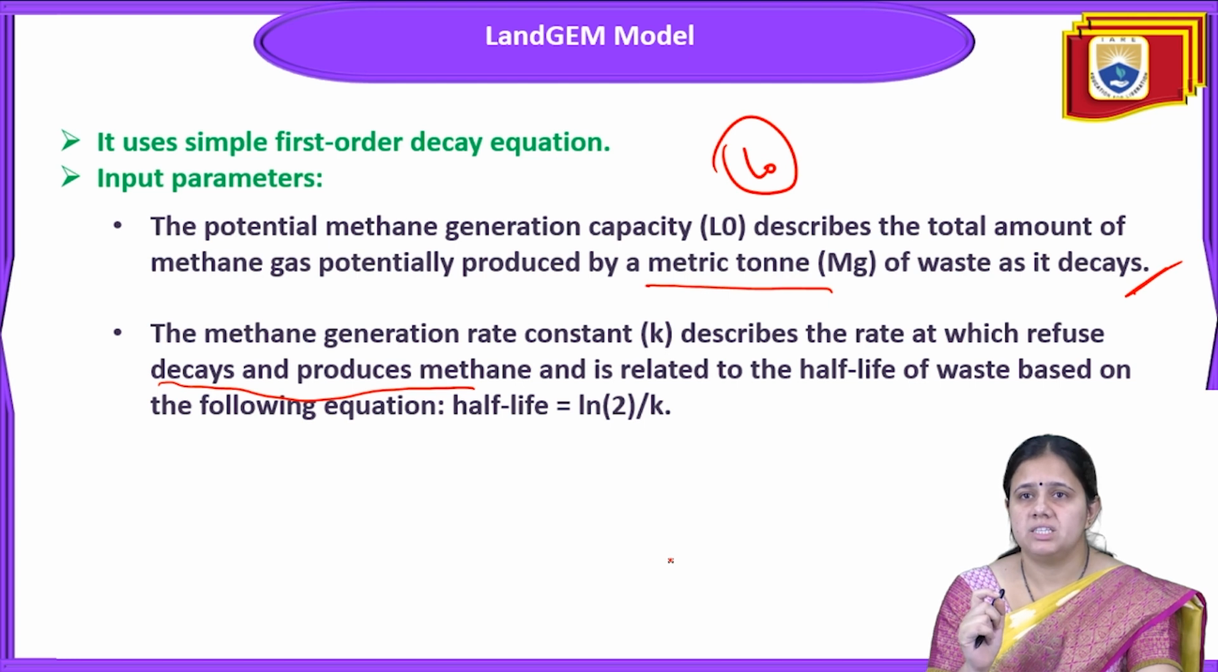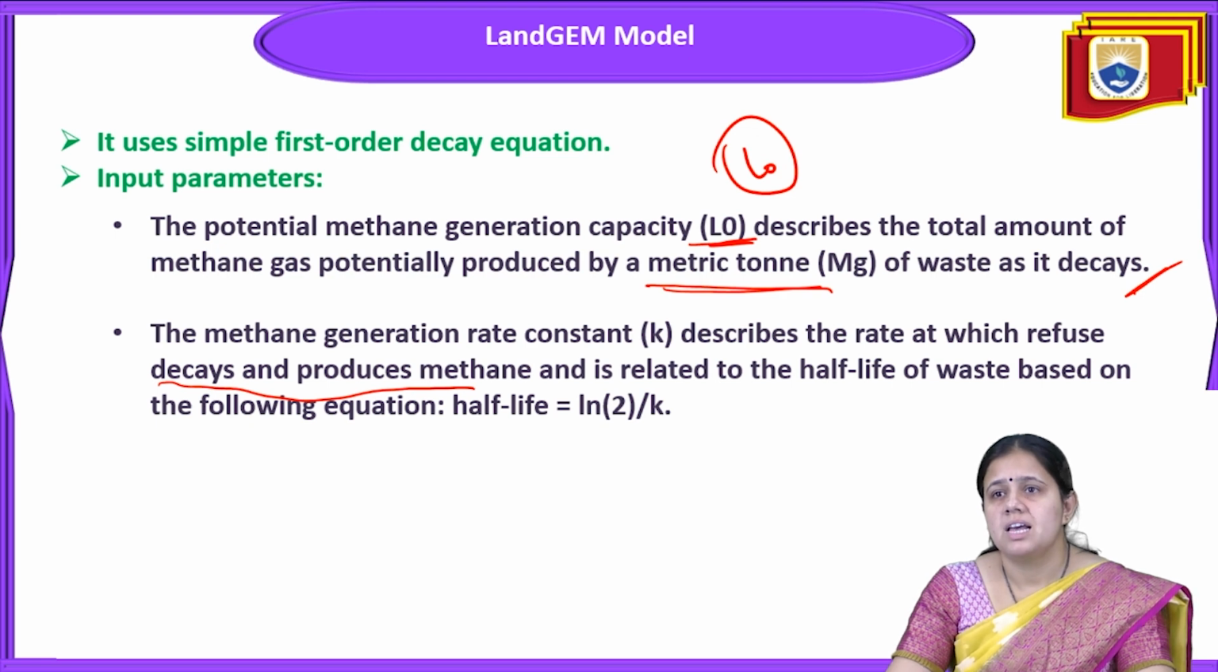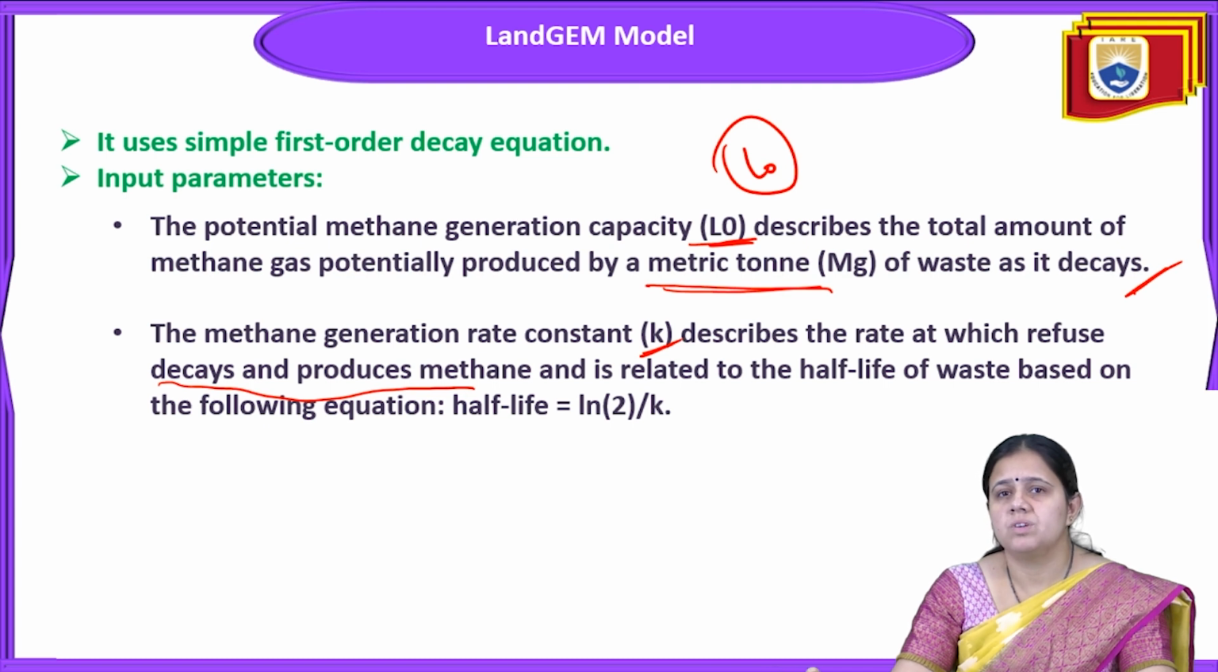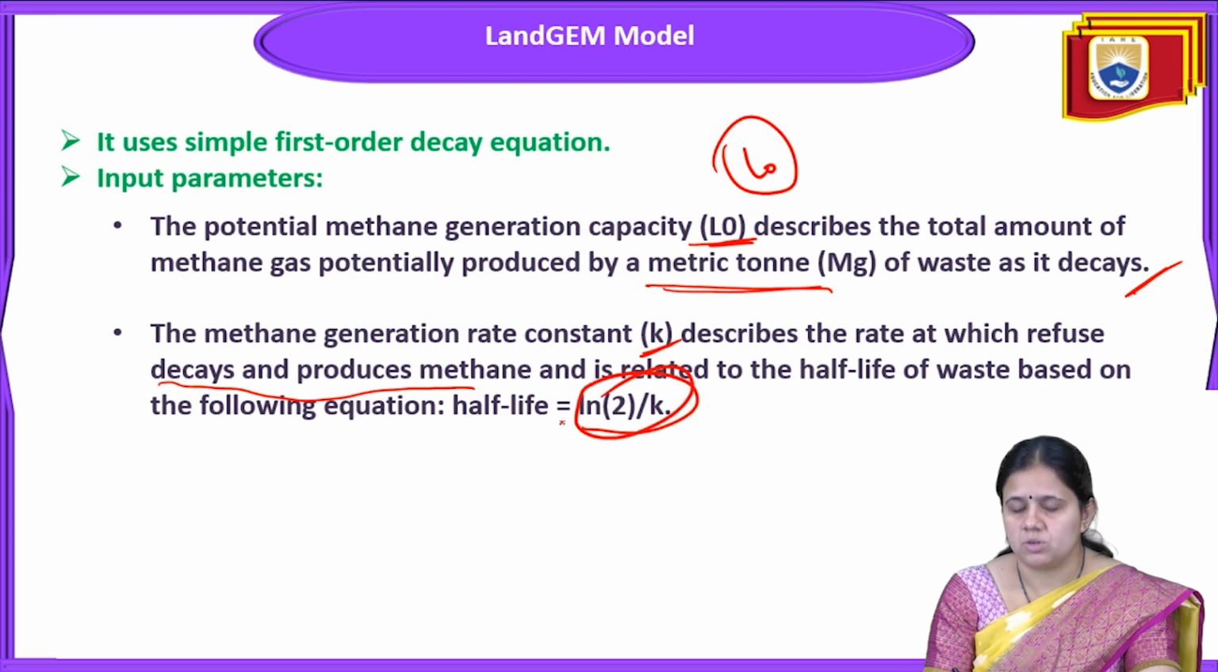First is the potential methane generation capacity. It describes the total amount of methane gas that will potentially be produced by a metric ton of waste as it starts decaying. And the methane generation rate constant K describes the rate at which the refuse decays and produces methane, and is related to the half-life of the waste. You can see this is the equation.